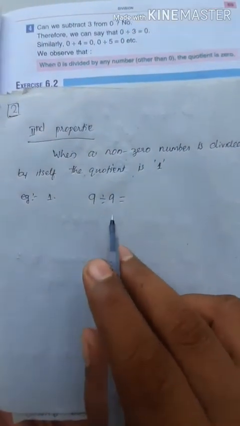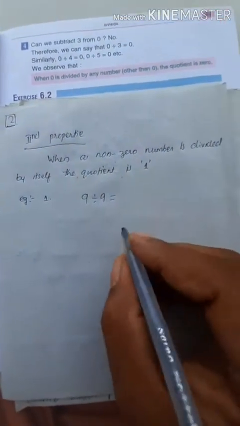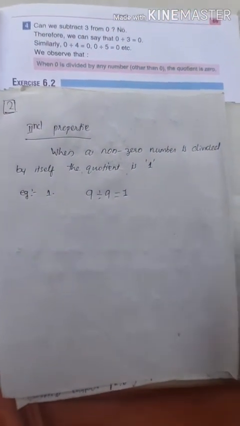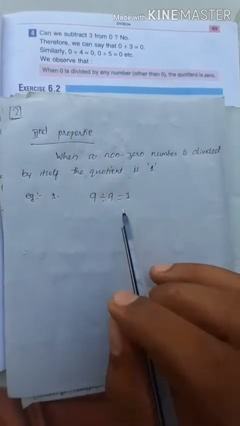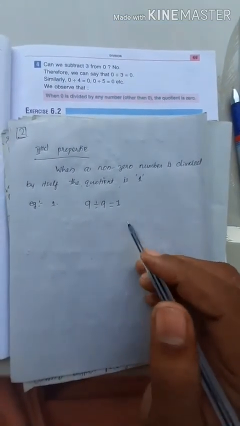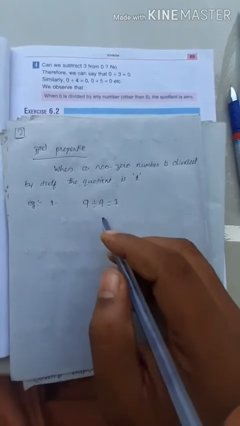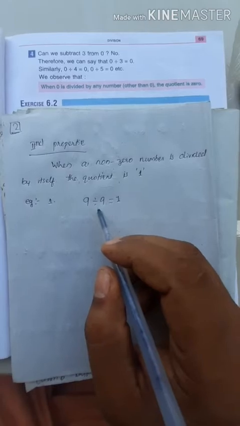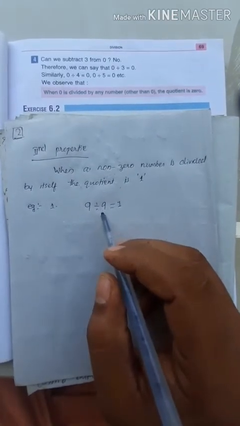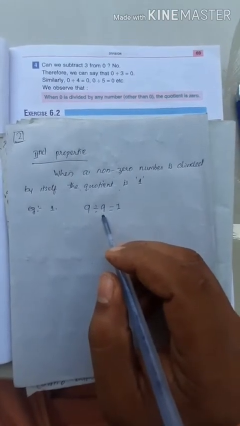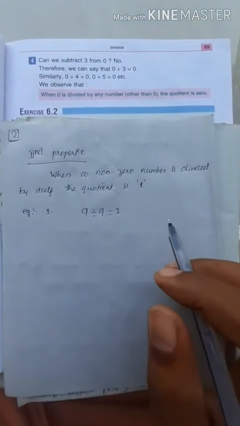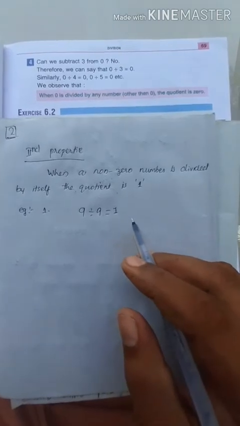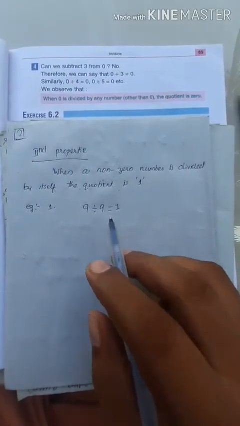Students, this is the first example. 9 divided by 9 is equal to 1. How? When a non-zero number is divided by itself, the quotient is 1. Here the dividend and the divisor both are the same. If it is like this, then the quotient should be 1. Understand?